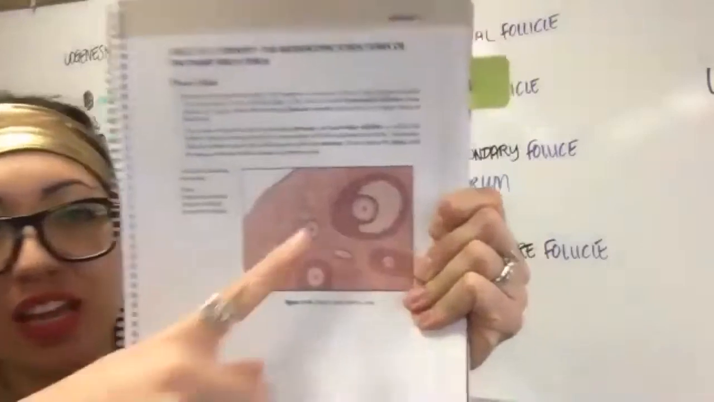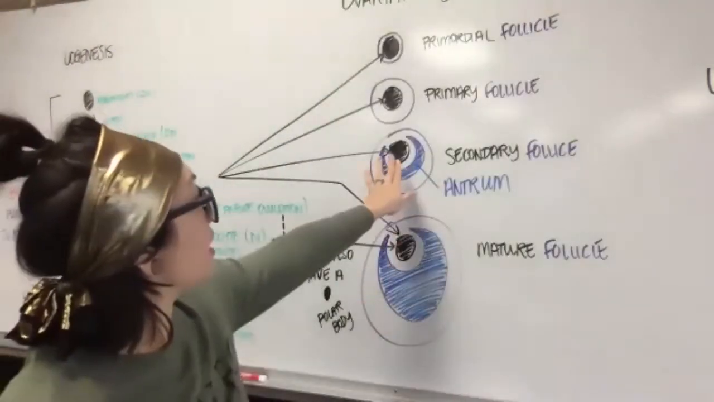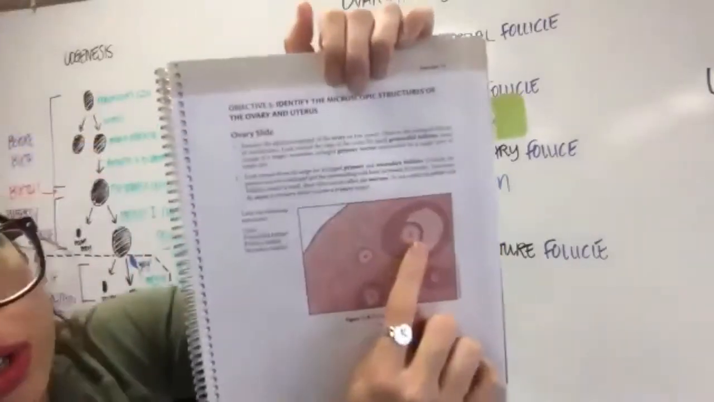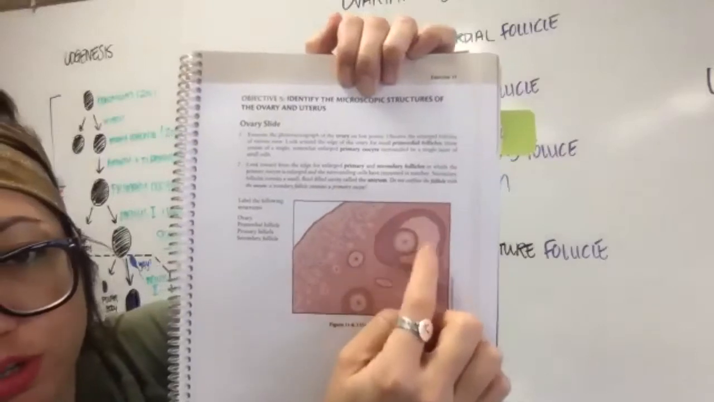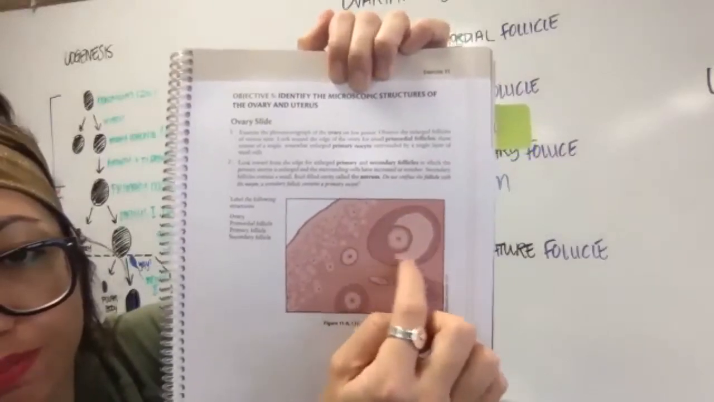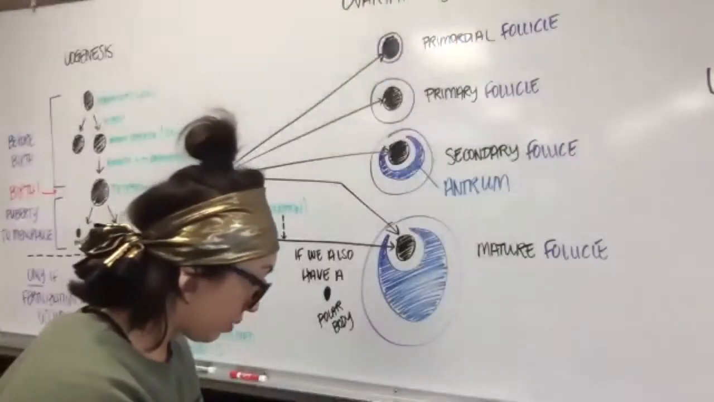Okay, very good. So the other thing too, remember how I was saying in a secondary follicle, that oocyte is still pretty much in the center, and we have this crescent moon-shaped antrum. That's how you know that's a secondary. Okay, so let's look at the next page.